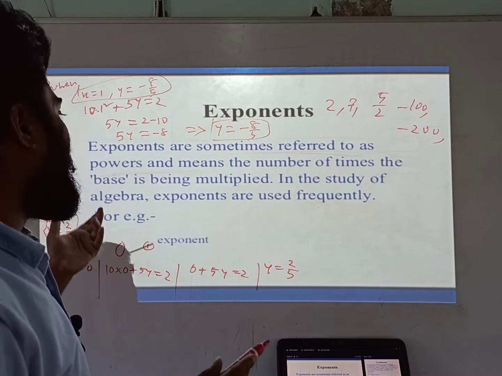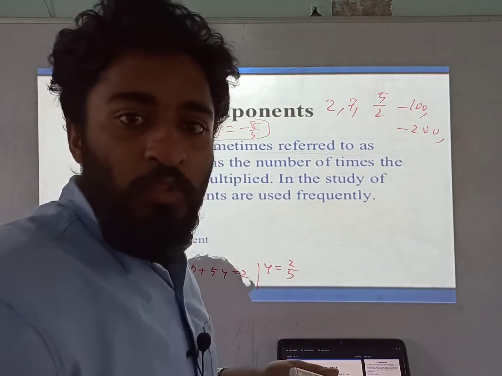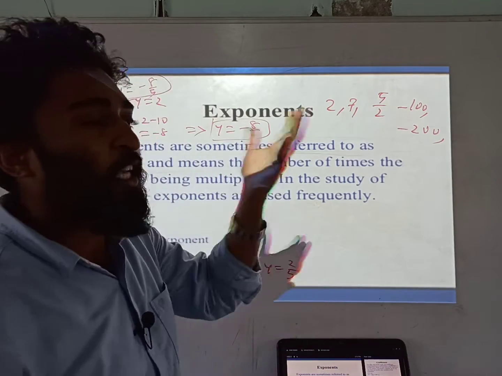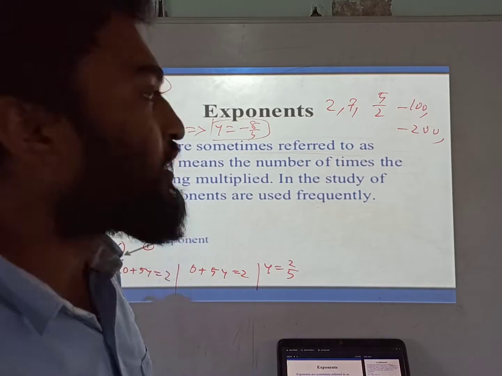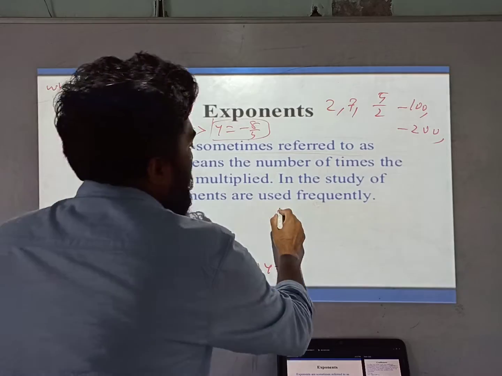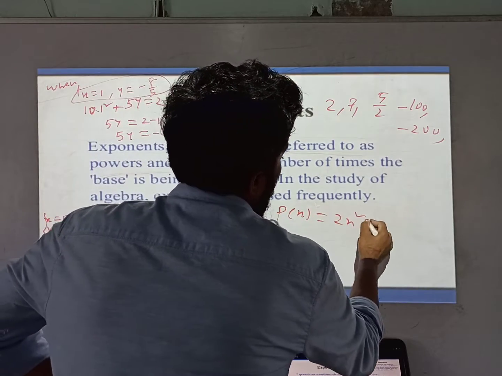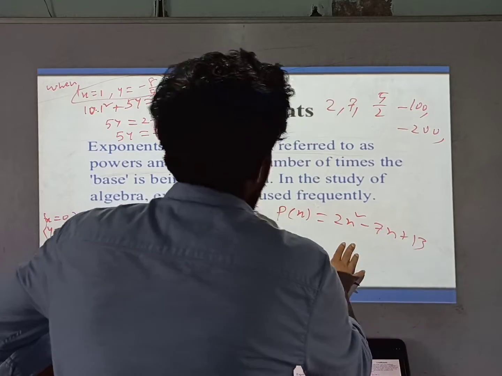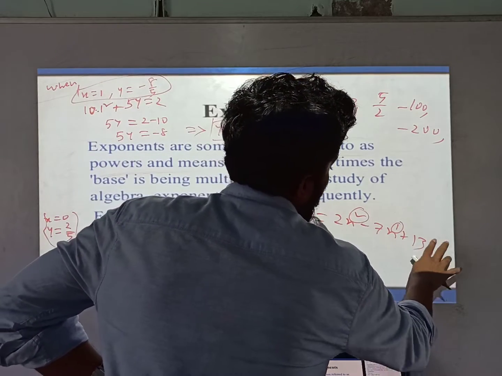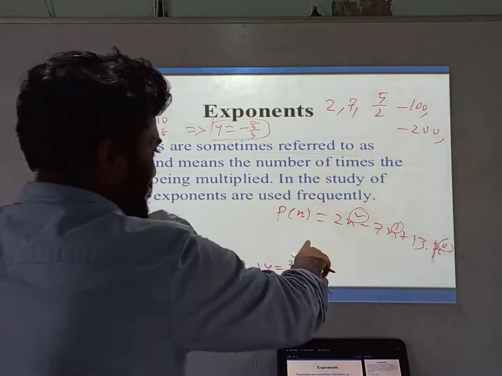Better understanding means when a problem is given to you, at that time you need to understand what is a variable, what is a coefficient, what is an exponent, what are constants. That is why I am telling all these things. For example, take the polynomial 2x square minus 7x plus 13. Here the exponents are 2, here 1, and here, as I told you, it is x to the power 0. So 2, 1, 0 are the exponents of this polynomial.